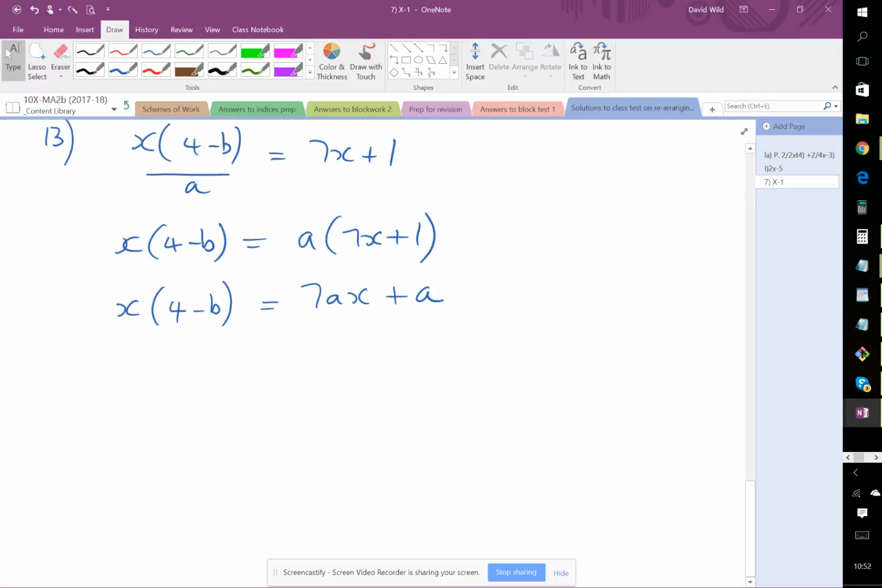Right, I want all the terms with x's. Imagine b is representing an unknown number. Henry, you're not listening. B is representing an unknown number. So if b is a number, 4 minus b is also a number. So this is just a number of x's, isn't it? A bit like 7x is just a number of x's. 4 minus b, lots of x, is just a number of x's, depending on the value of b. So what I'm going to do is just subtract 7ax from both sides.